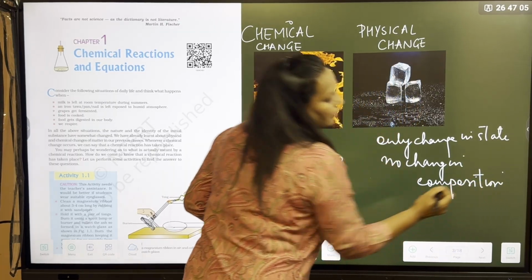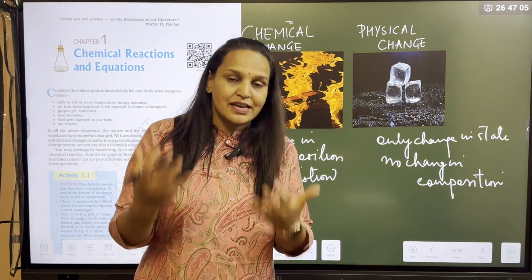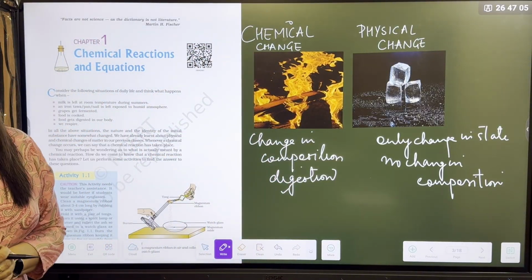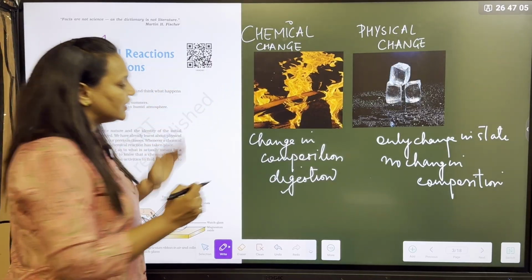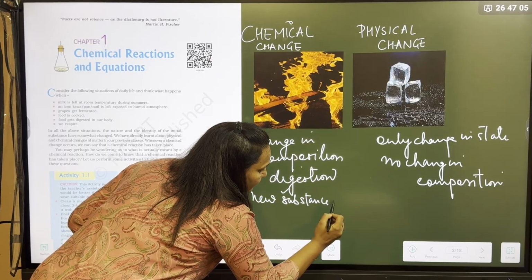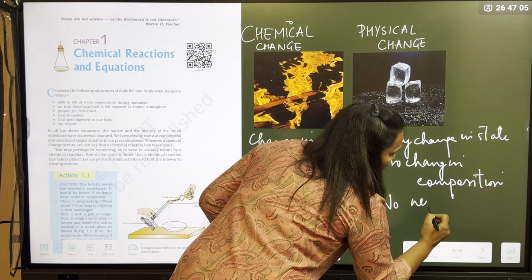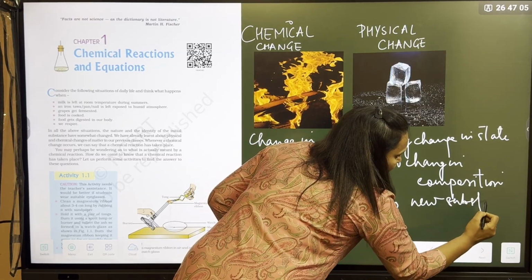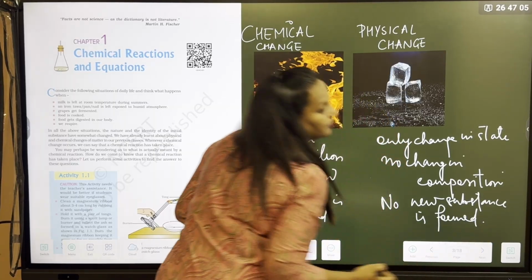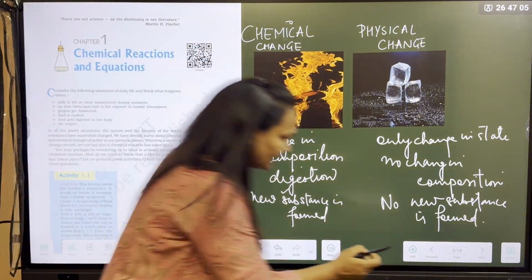Ice melts to water, but it remains H2O. Water heated, boiled, becomes steam. It still stays H2O. So our first question, we are very clear what is the difference between physical change and chemical change. In chemical change, a new substance is formed. Whereas in physical change, no new substance is formed. Like chopping of vegetables, or you change the shape of the dough, you mold the clay. These are all physical changes.